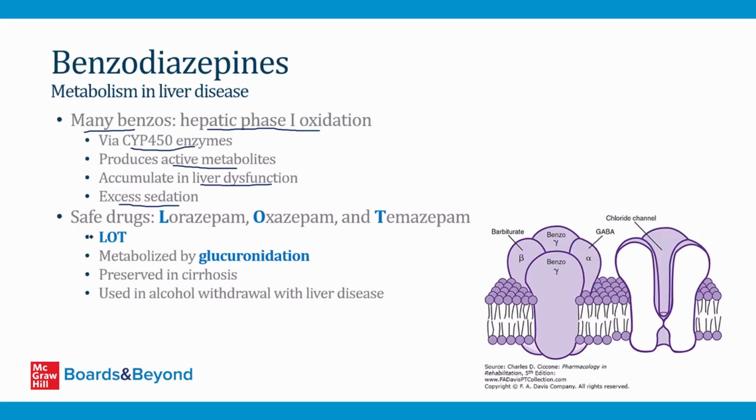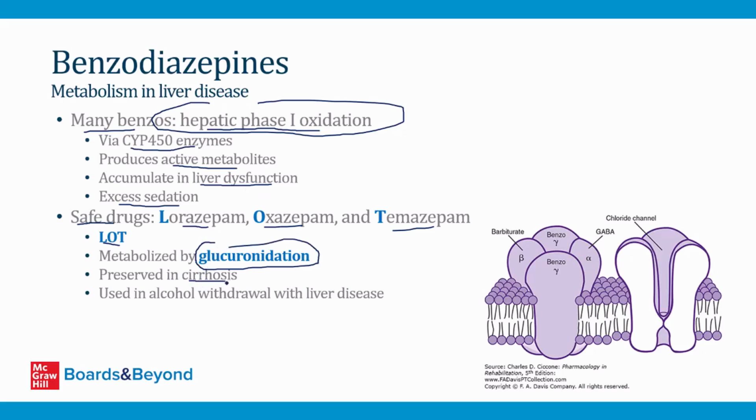There are, however, 3 safe drugs, which you can remember by the mnemonic LOT for lorazepam, oxazepam, and temazepam. These 3 benzodiazepines do not go through phase 1 oxidation. Instead, they're metabolized a different way in the liver by a process called glucuronidation. And this process is usually preserved in advanced liver disease and cirrhosis. And so this is very important when you're treating alcohol withdrawal in someone who has advanced liver disease.